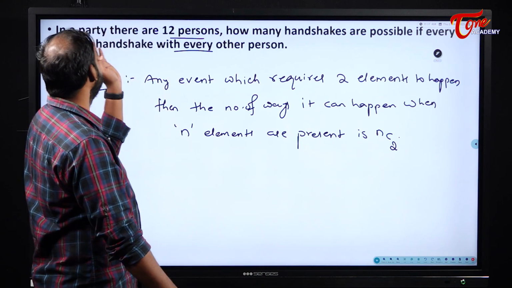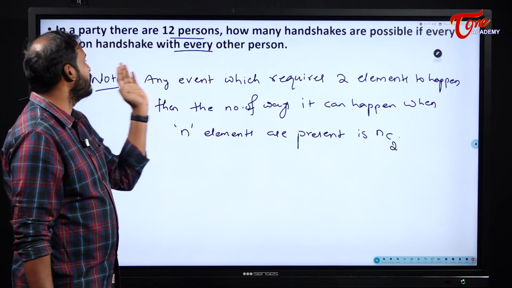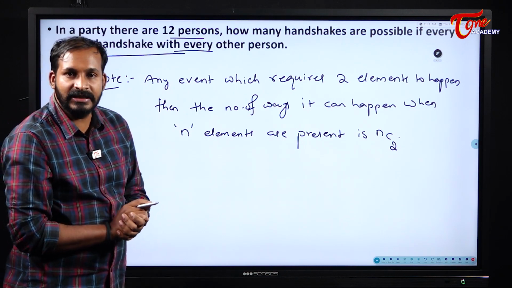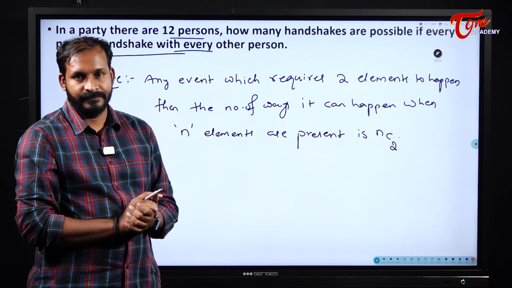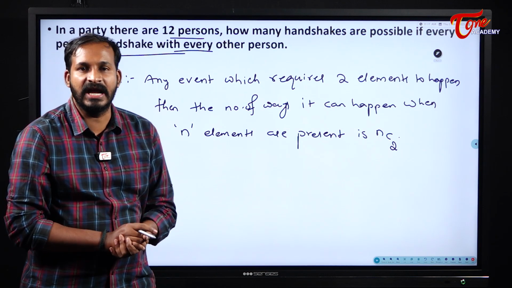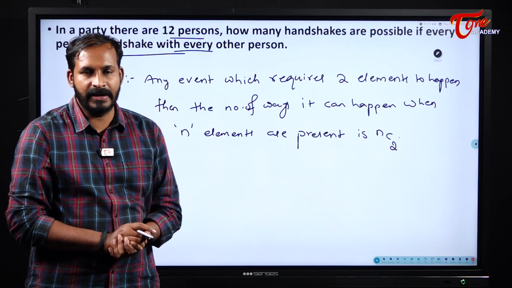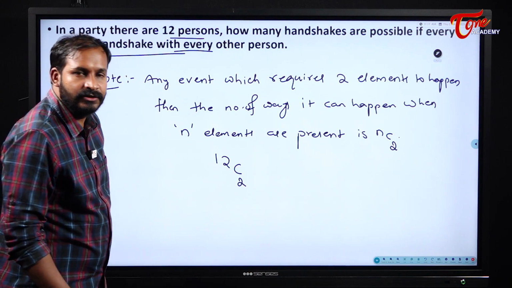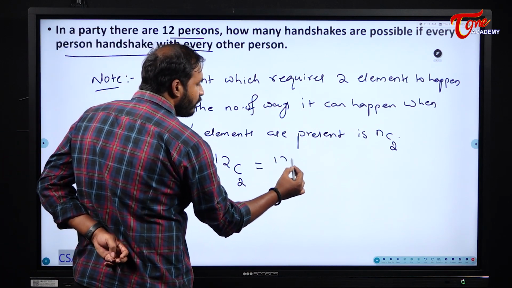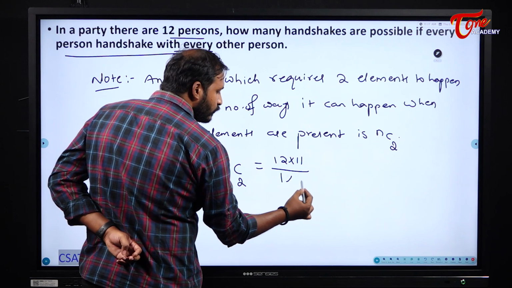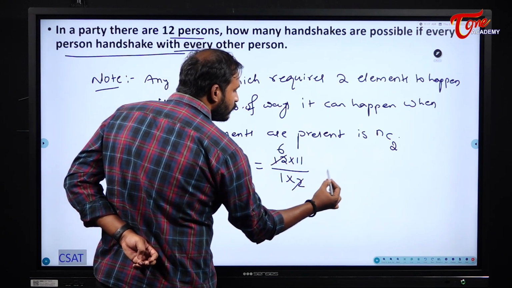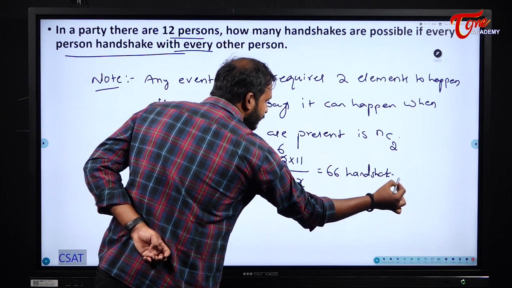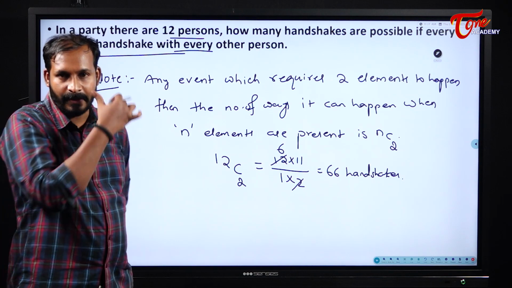Now see here, in a party there are 12 persons, how many handshakes are possible if every person shakes hands with every other person? Total how many people are there in that party? 12 people. And for one handshake, how many people are required? 2 people are required. So 12C2 will be your answer. 12C2 means 12 into 11 by 1 into 2. So 2 1s are 2, 2 6s are 12, so 6 into 11, which is 66. So 66 handshakes will happen in that party.